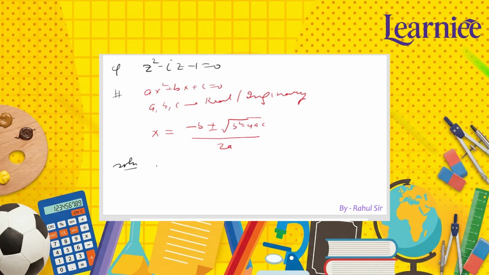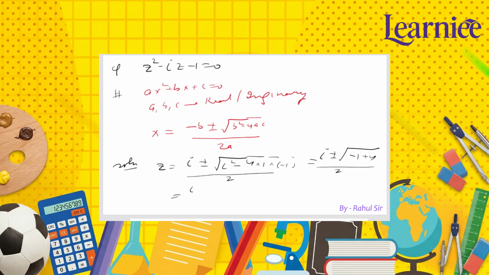What is z? So z will be minus b, that is, i plus minus root of b square, that is i square, minus 4ac, 4 into 1 into c, upon 2a. So it will be i plus minus root of minus 1 plus 4 upon 2, or we will get i plus minus root 3 by 2. This is the solution of this equation.